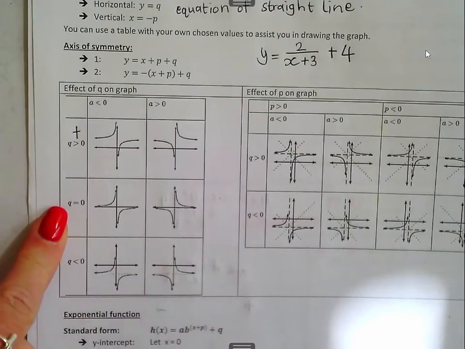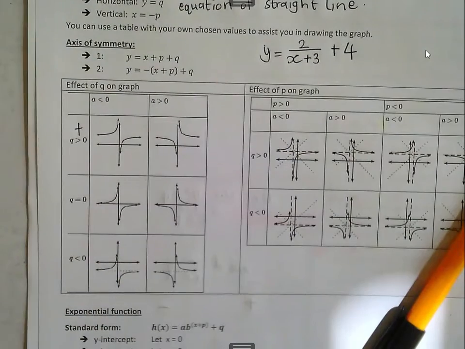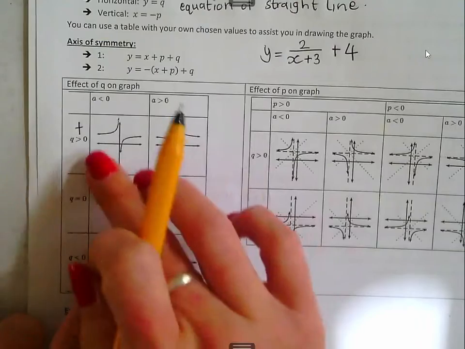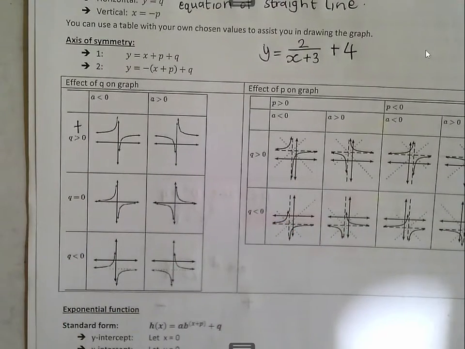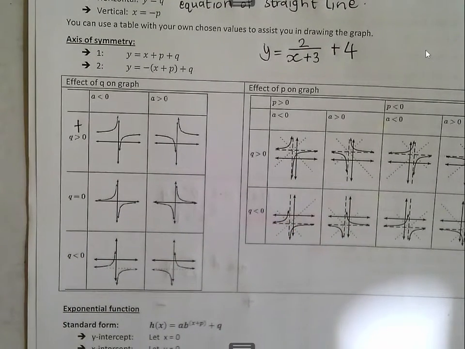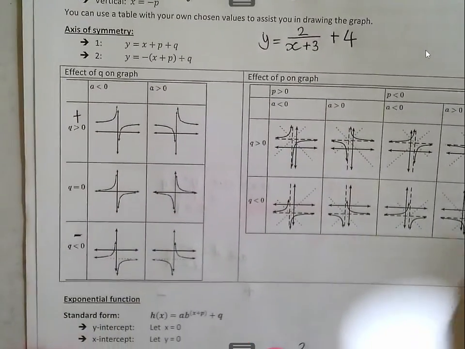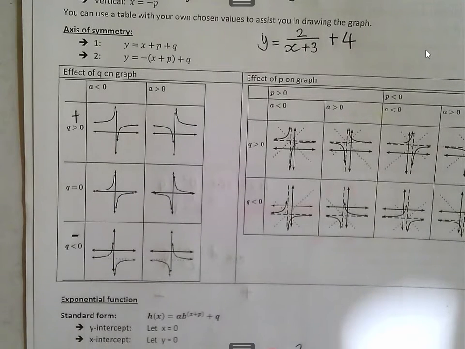If Q is zero, that means you will only have the fraction. It will be plus nothing. Okay, there won't be a plus. Then your axis of symmetry is on the x and the y axis. Didn't move up or down. And then if Q is smaller than zero, in other words, it's negative, then it has been moved down.